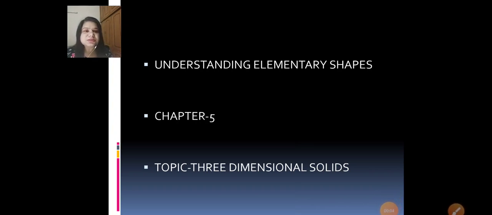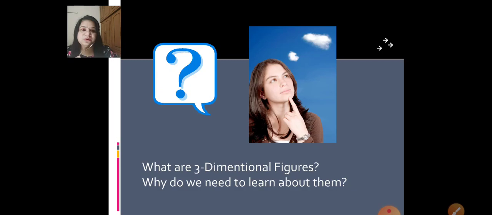Today we are going to discuss the last and interesting topic of chapter 5, that is three-dimensional solids. Okay, so what are three-dimensional figures? Have you ever heard about them? And where do you need them? These three-dimensional figures, what are those?